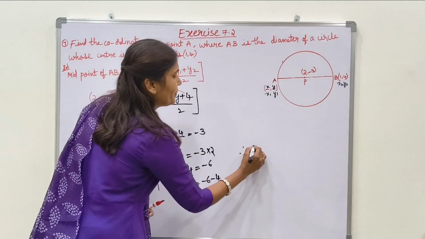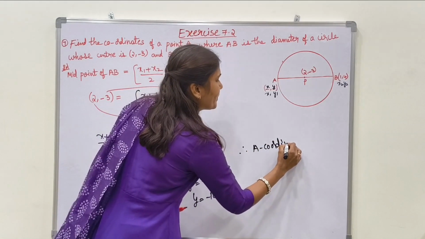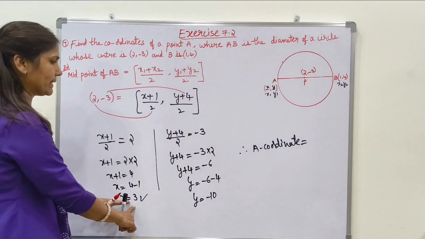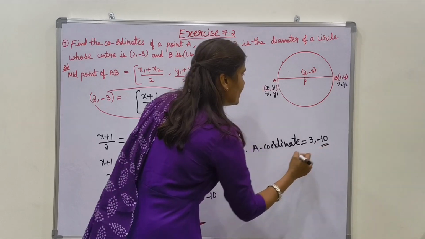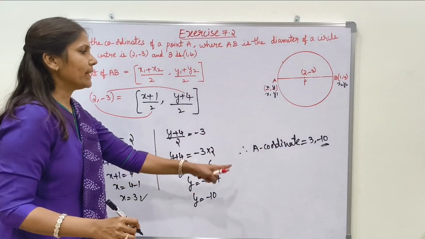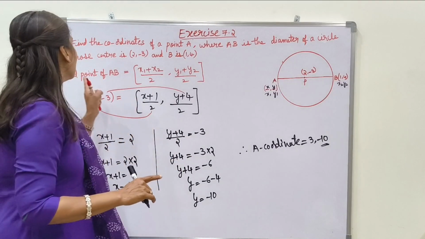So therefore the A coordinates are: the x value is 3 and the y value is minus 10. This is the coordinates of this one. 3 and minus 10 are the coordinates. So this is a very easy question.